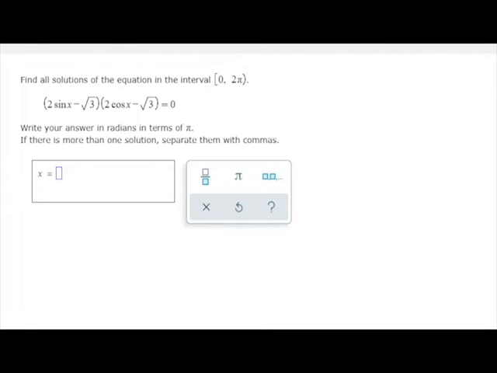So in this video today, we're going to find all the solutions of the equation in the interval between 0 and 2 pi. The equation that they give us is (2 sine x minus the square root of 3) times (2 cosine x minus the square root of 3) equals 0.